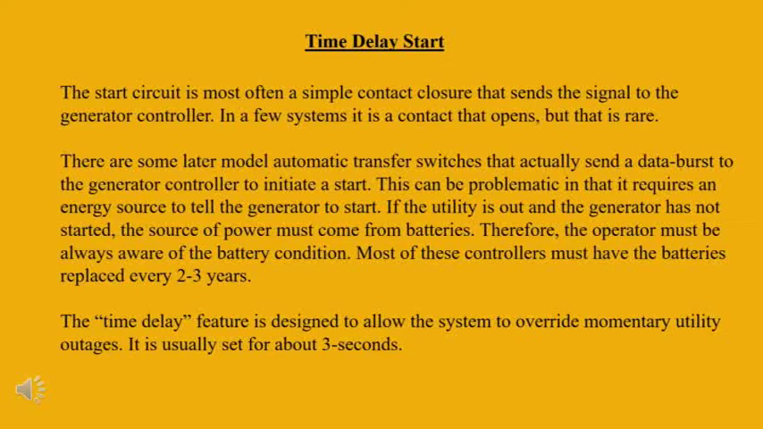There are some later model automatic transfer switches that actually send a data burst to the generator controller to initiate a start. This can be problematic in that it requires an energy source to tell the generator to start. If the utility is out and the generator has not started, the source of power must come from batteries. Therefore, the operator must always be aware of the battery condition. Most of these controllers must have the batteries replaced every 2 to 3 years. The time delay feature is designed to allow the system to override momentary utility outages. It is usually set for about 3 seconds.